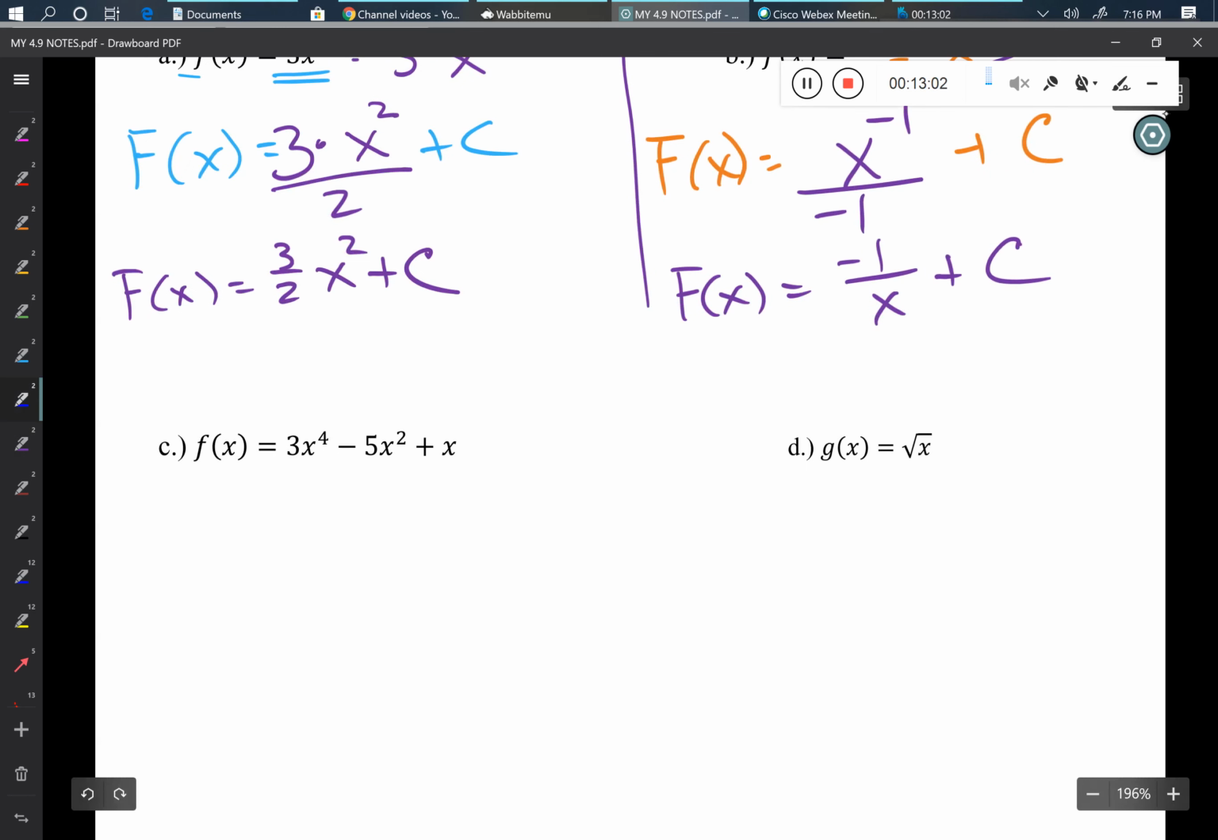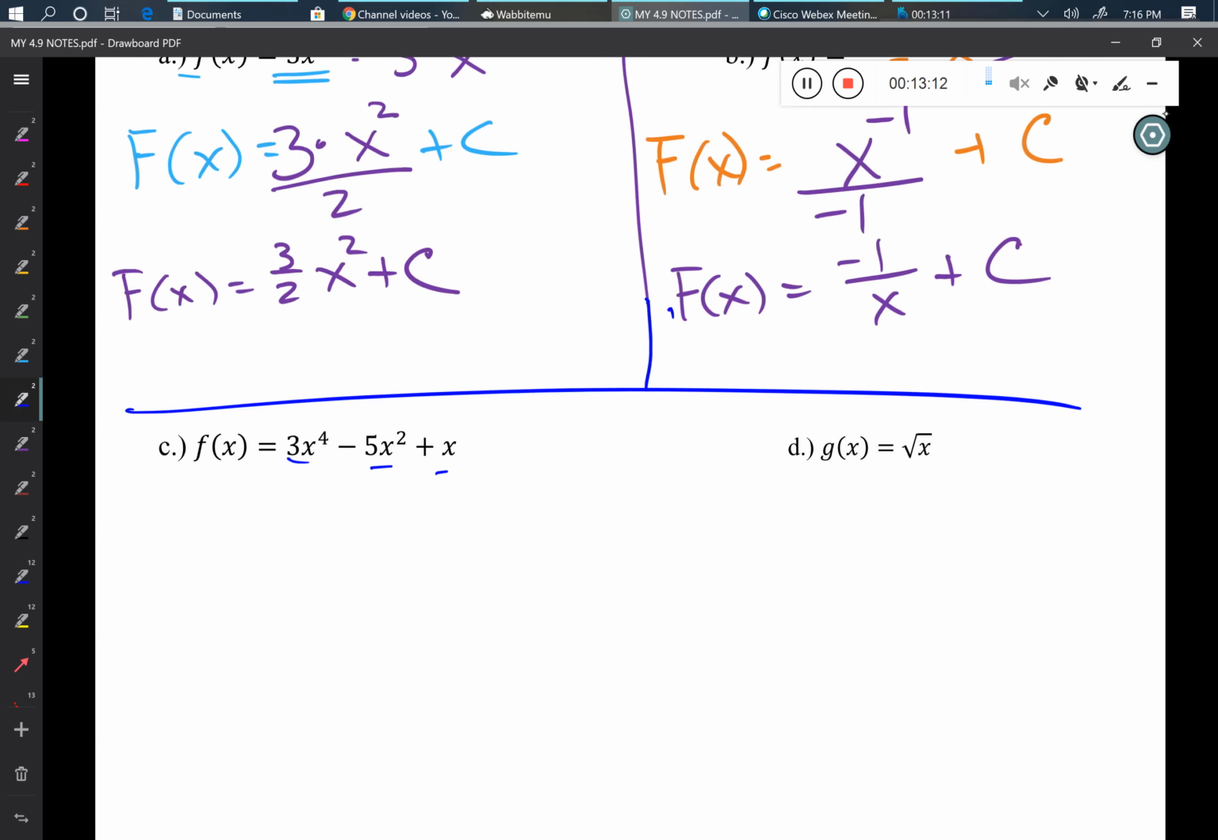Moving on to problem letter C. Problem letter C. Sounds weird. Anyway, hey, this one has 3 terms. But that's okay. I'll just anti-differentiate each term individually and put a plus c on the end.